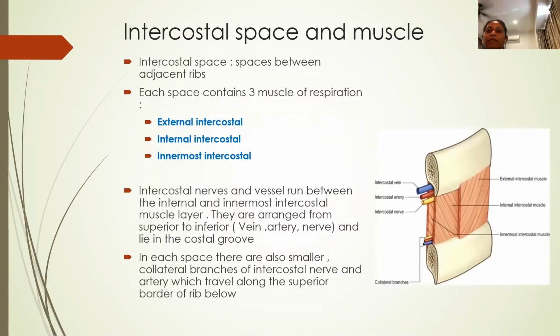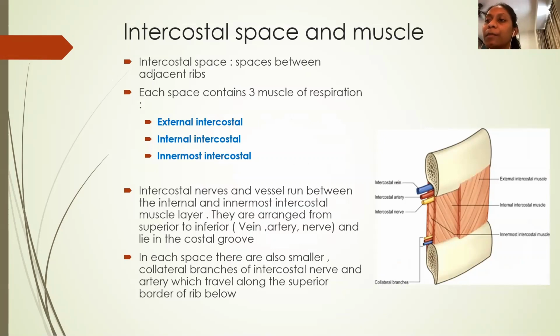Okay, then I will move on to the intercostal space and muscles. The intercostal space is the space between two adjacent ribs, and each space contains 3 muscles. The outermost is the external intercostal, in the center is the internal intercostal, and the innermost is the innermost intercostal.